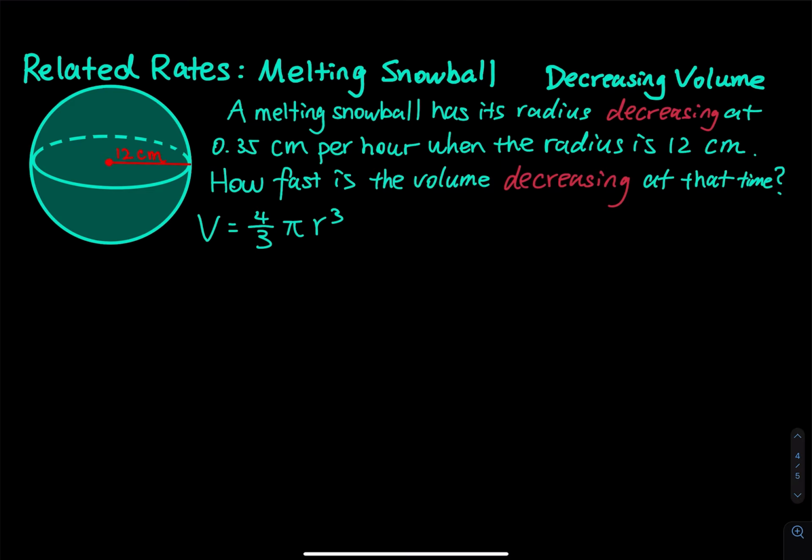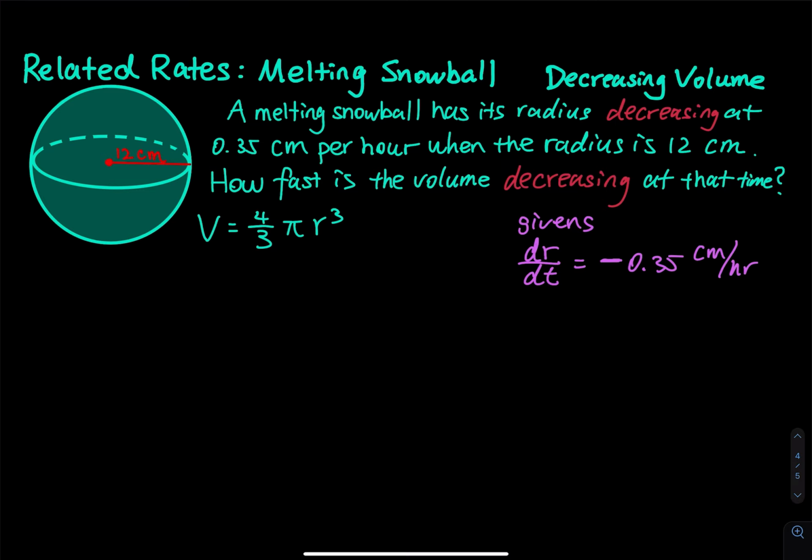So let's write down some givens. The first thing we know is the radius is decreasing with respect to time. The derivative of radius with respect to time is 0.35 centimeters per hour. Am I missing anything? The answer is yes. Do you see that I put the word decreasing in red? So this is equal to negative, because the radius is decreasing and the snowball is melting.